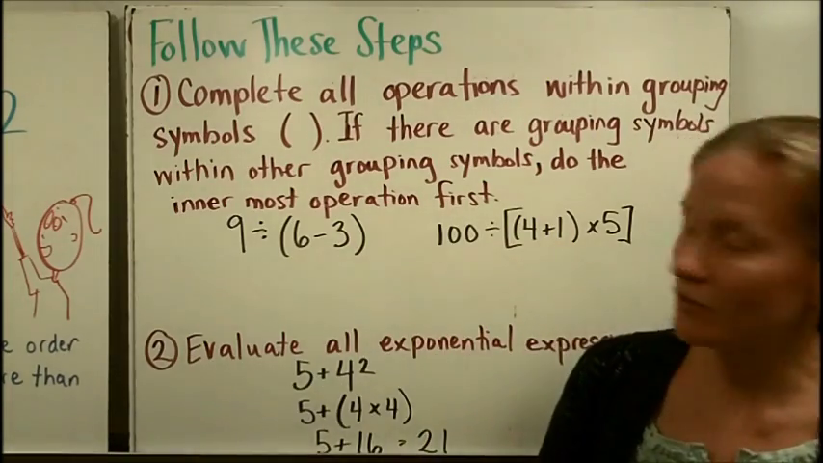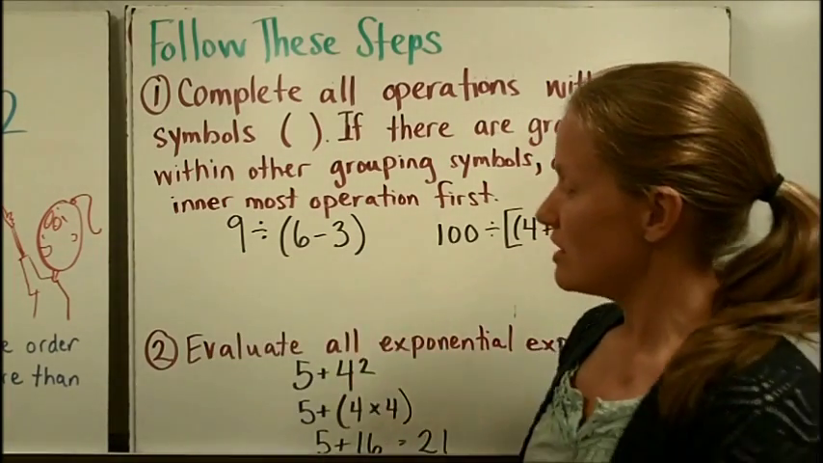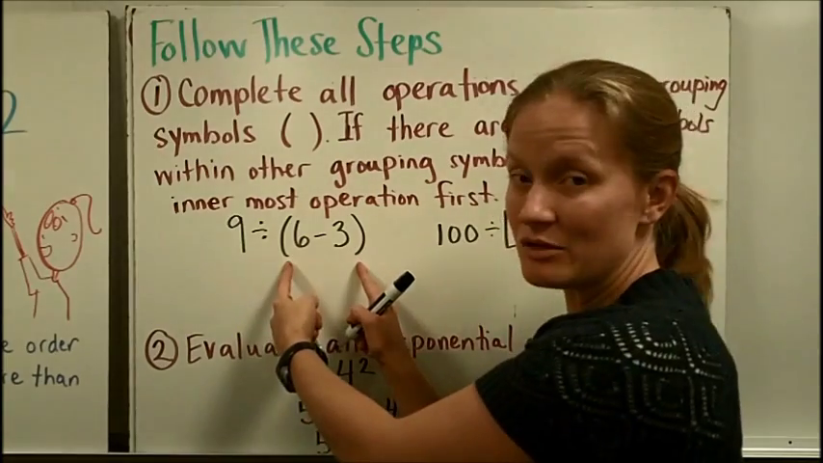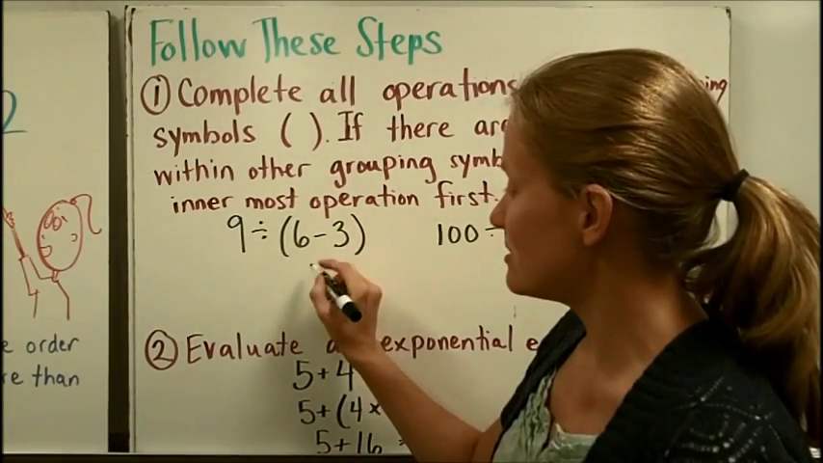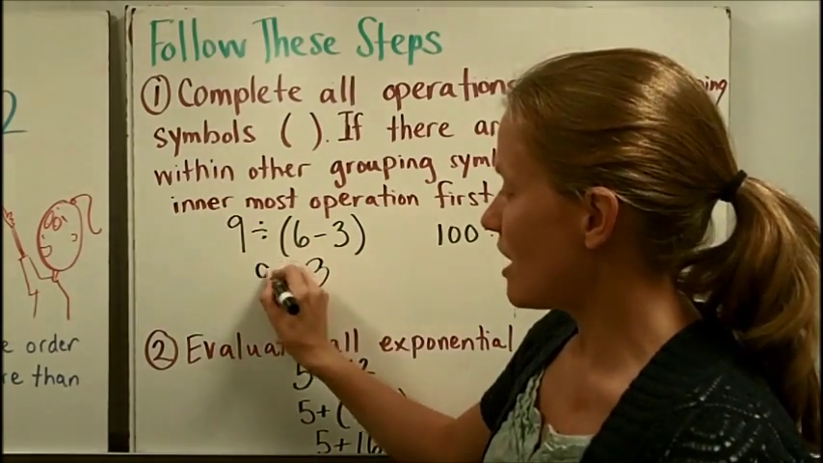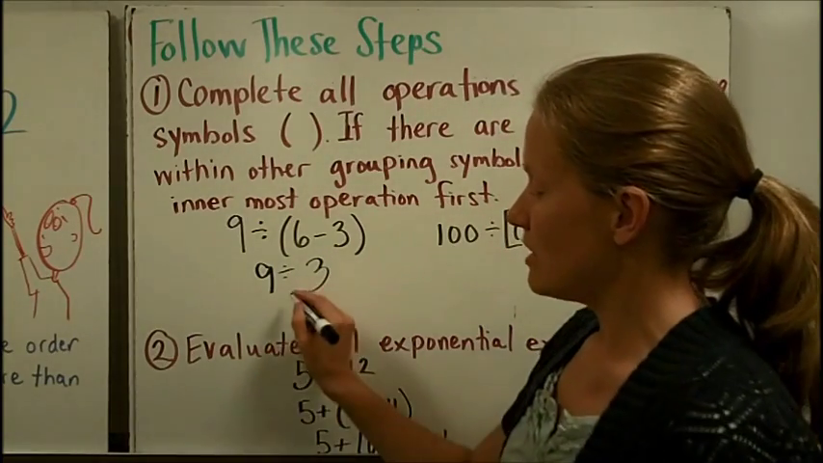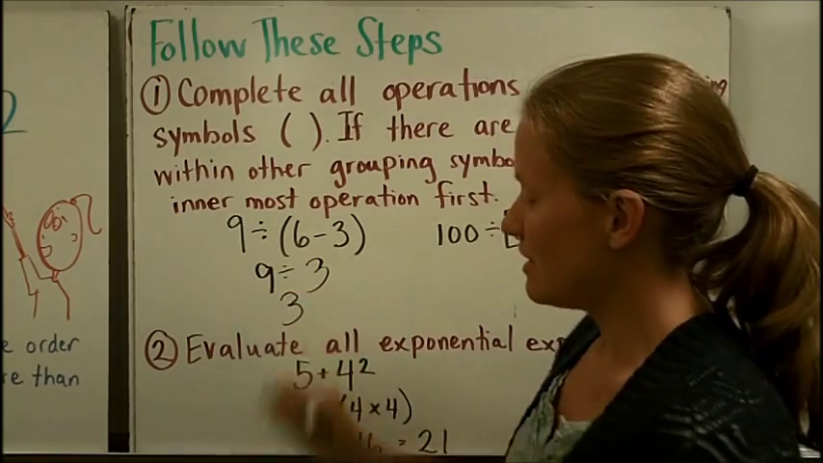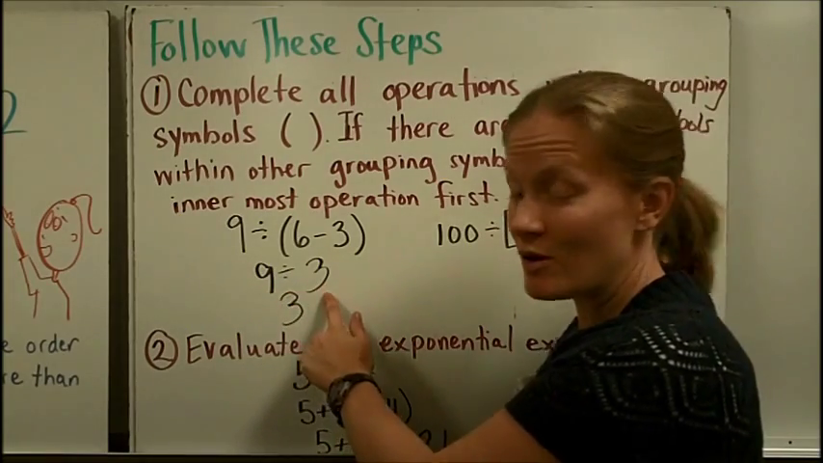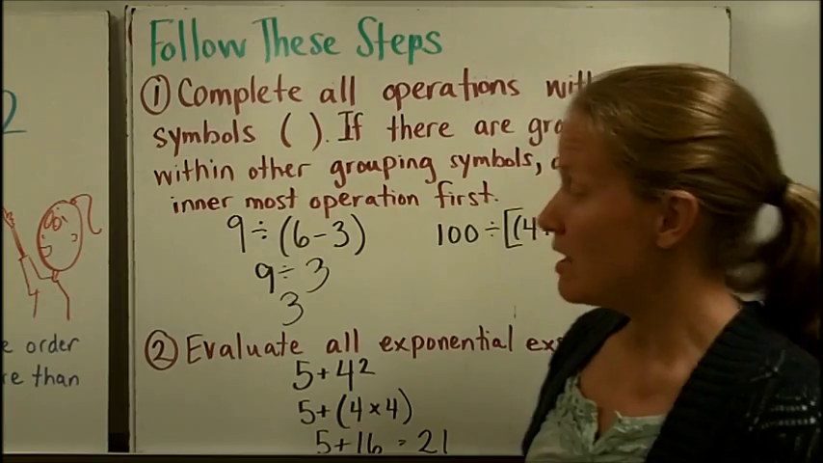So let's do 2 examples. In this expression, these parentheses mean do this first. So 6 minus 3 is 3. Then I'm going to recopy the rest of the expression, and 9 divided by 3 is 3. Because if I had 9 items and split it up among 3 people, each person would get 3.